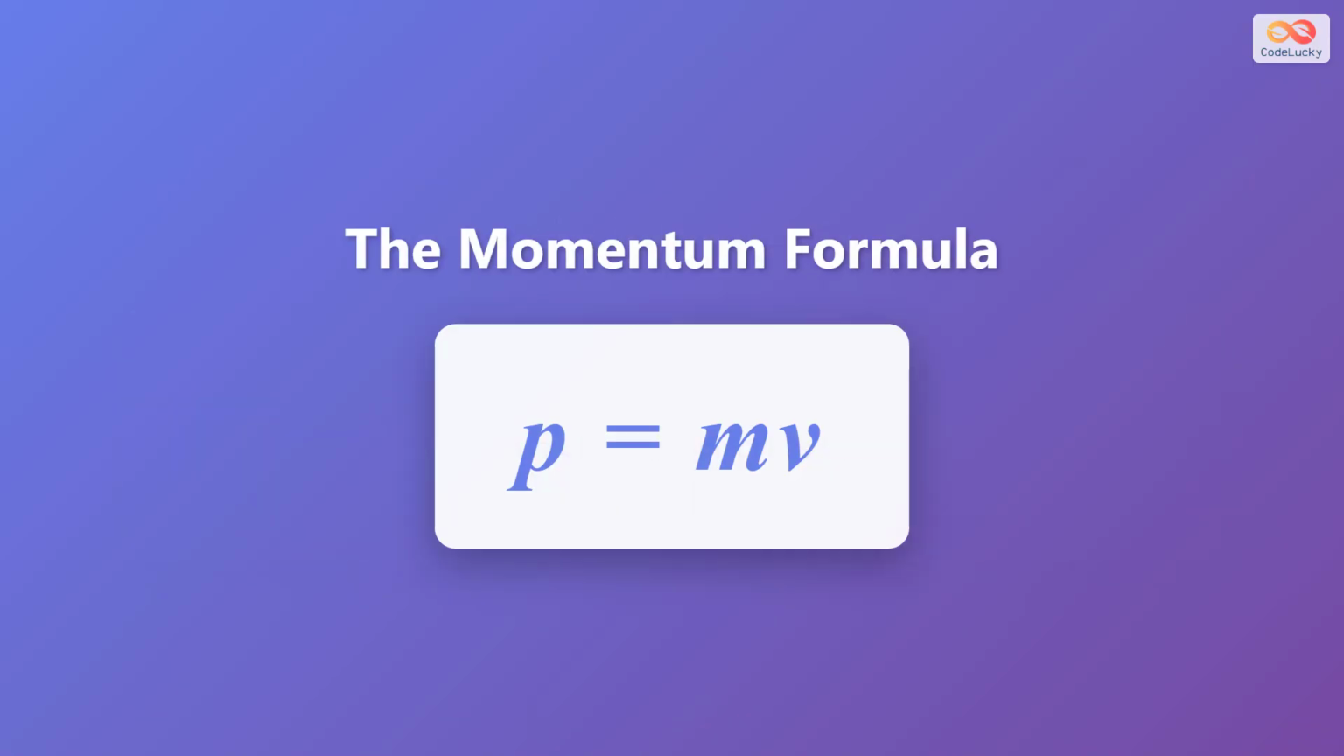The formula for momentum is P equals mv. P represents momentum, m represents mass, and v represents velocity. This simple equation tells us that momentum is the product of an object's mass and its velocity. By multiplying these two quantities together, we can calculate the total momentum of any moving object.